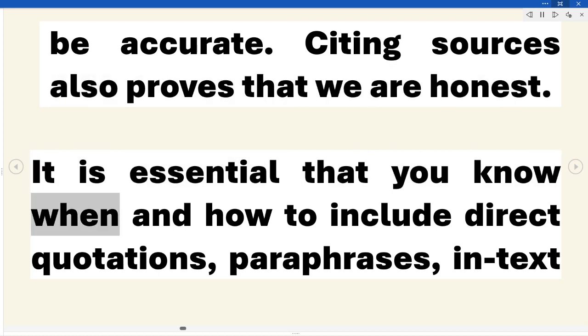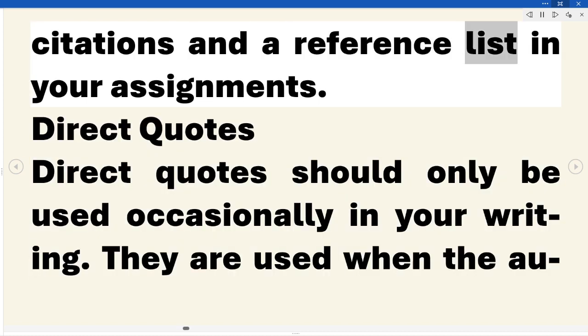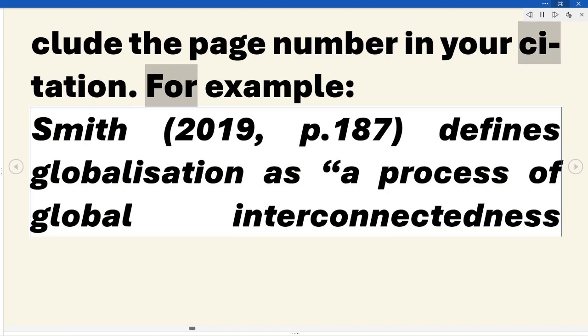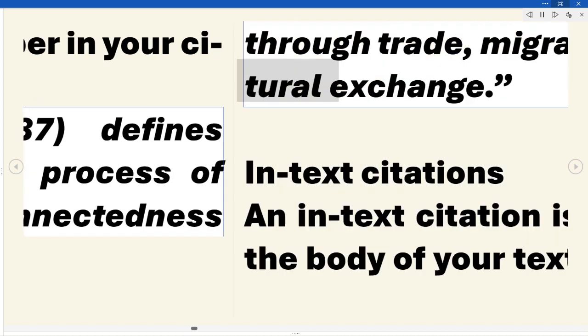It is essential that you know when and how to include direct quotations, paraphrases, in-text citations and a reference list in your assignments. Direct quotes. Direct quotes should only be used occasionally in your writing. They are used when the author expresses the idea in an original way or gives a specific definition of a key term. You always need to use quotation marks when quoting, and where possible, you should also include the page number in your citation. For example, Smith, 2019, p.187, defines globalization as a process of global interconnectedness through trade, migration and cultural exchange.